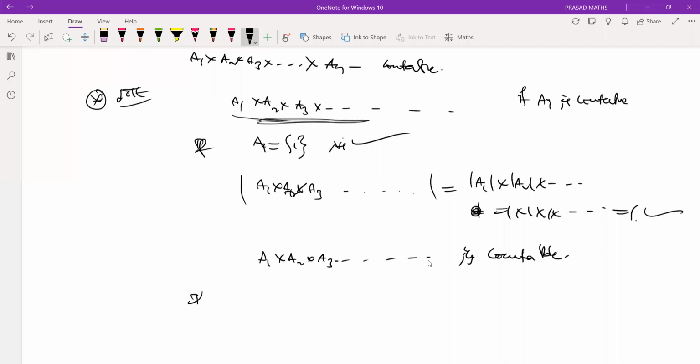Suppose what is the negative of this case? Suppose the cardinality is bigger than 1. Suppose you take it to be 2 for finitely many.